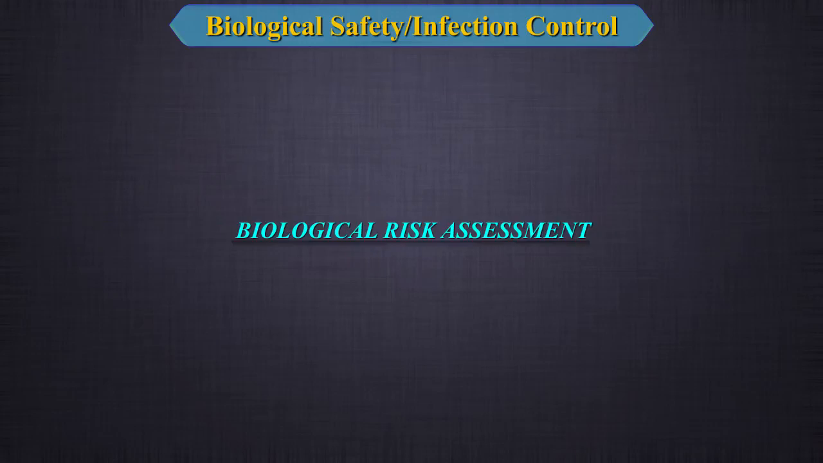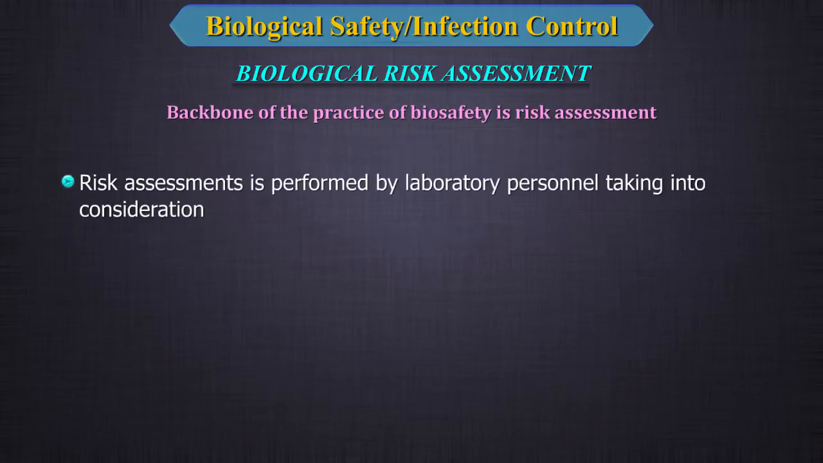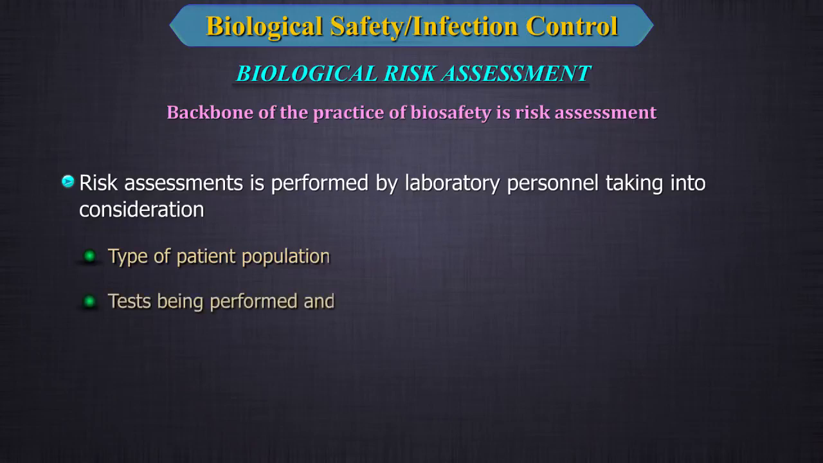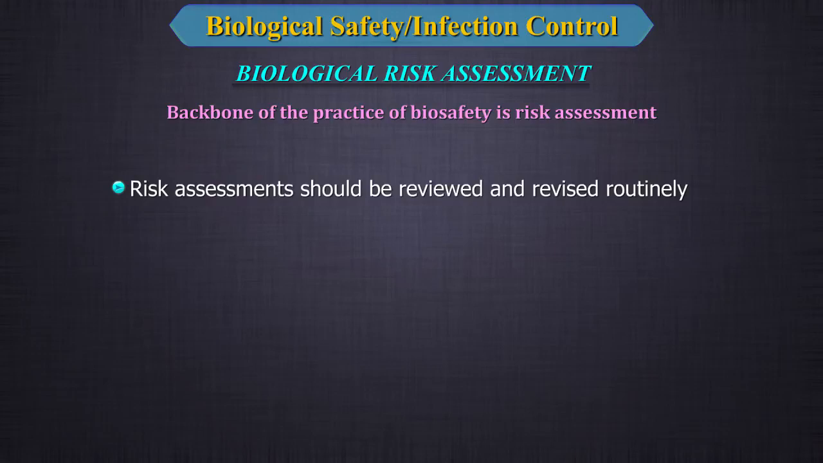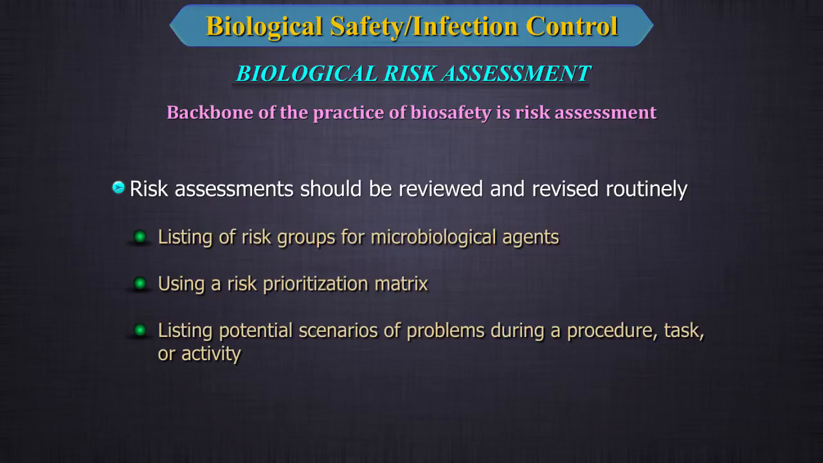So how do we do a biological risk assessment? The backbone of the practice of biosafety is risk assessment. Risk assessments are performed by laboratory personnel taking into consideration the type of patient population, the tests being performed, and the risk group of the microorganisms involved, as we saw in the table before. Risk assessments should be reviewed and revised routinely, listing of risk groups for microbiological agents, using a risk prioritization matrix, listing potential scenarios of problems during a procedure, a task, or an activity.